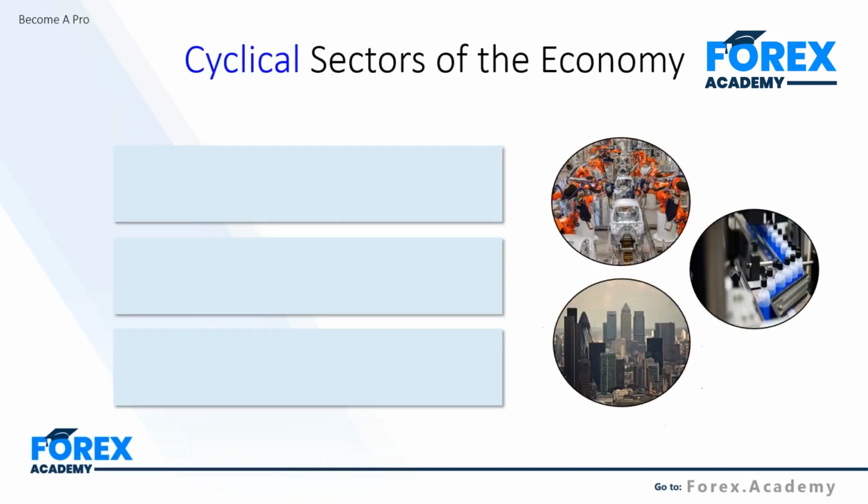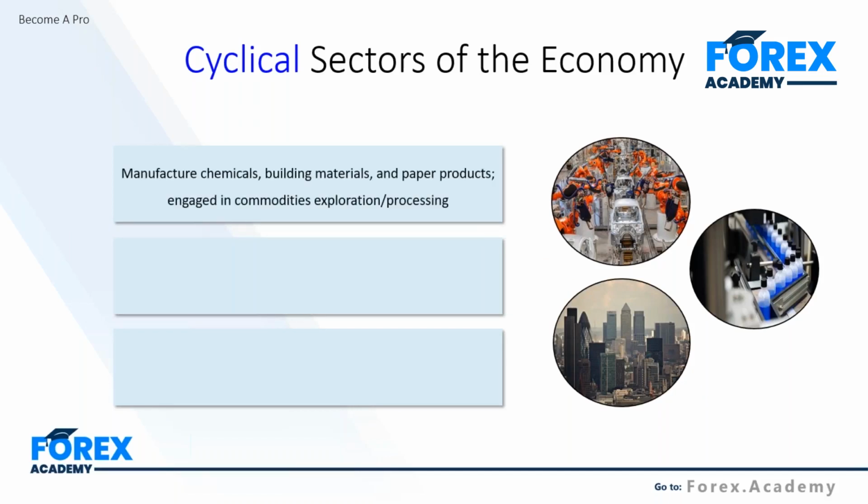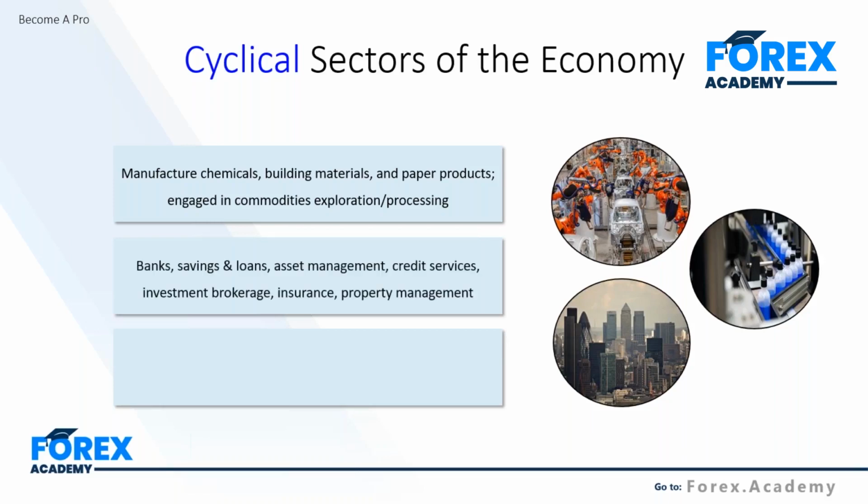So again, a very sensitive sector of the economy, industrials, energy and information technology, depending on what the overall story is. So let's just go through in a little detail again the type of actual sectors that make up the economy, and there is a lot to take in here, so I'll just run through what these actually are. Cyclical sectors of the economy we define as more manufacturing, chemicals, building materials, and paper products. These are engaged in commodity exploration and processing.